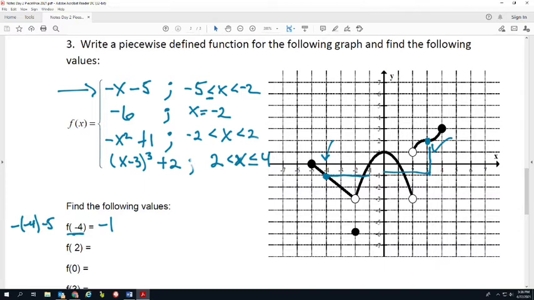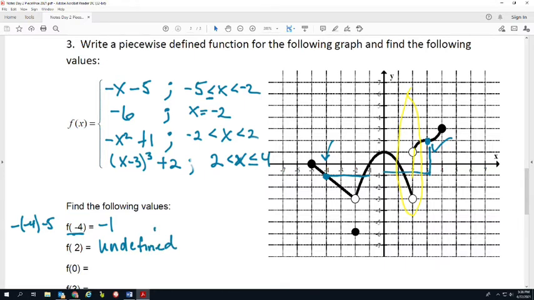All right, on the next one, we're going to do f of 2. F of 2 is, where x is 2, whoops, is right here. But if you'll notice, we don't have any part of the graph actually graphed there. So when that happens, we just say that's undefined. There's nothing there.